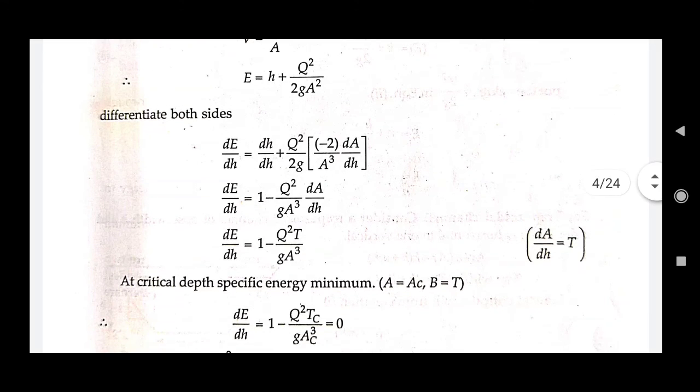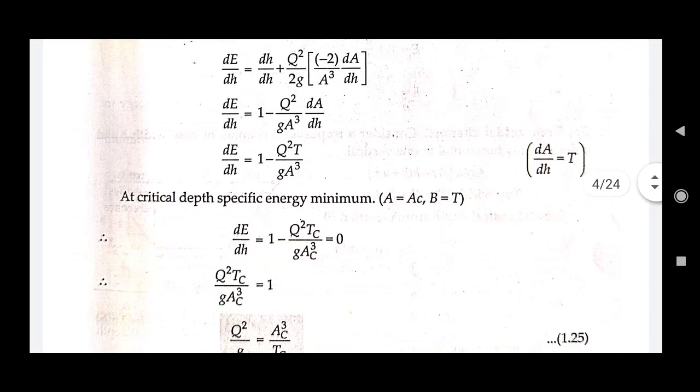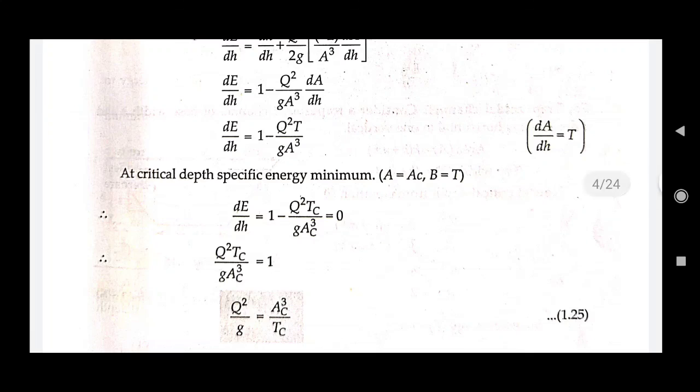So we will write A as Ac and T as Tc. The equation becomes dE by dH is equal to 1 minus Q square Tc divided by G Ac cube, and this all should be equal to 0 for minimum specific energy, right? So substituting the value of dE by dH as 0, we find that Q square Tc upon G Ac cube is equal to 1, or we can see Q square by G is equal to Ac cube by Tc. This is the general form of the critical depth equation.